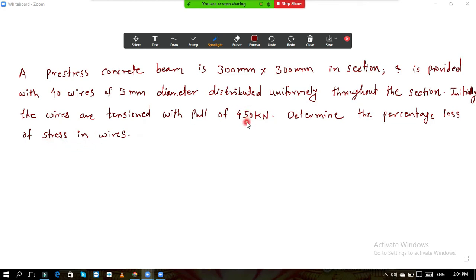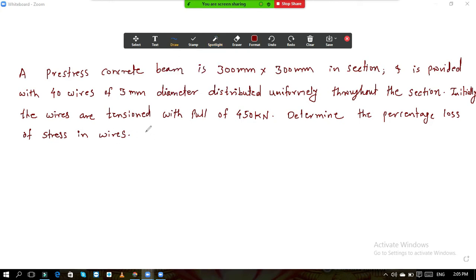Again, here they have not mentioned at how much eccentricity these wires are placed. Whether they are placed 100 mm below the neutral axis, or 150 mm, or 200 mm, nothing is mentioned. So we will consider that these wires are concentric. These tendons will be placed exactly at the neutral axis because in the problem no eccentricity is given. So here we will consider the eccentricity as 0 as it is not given.